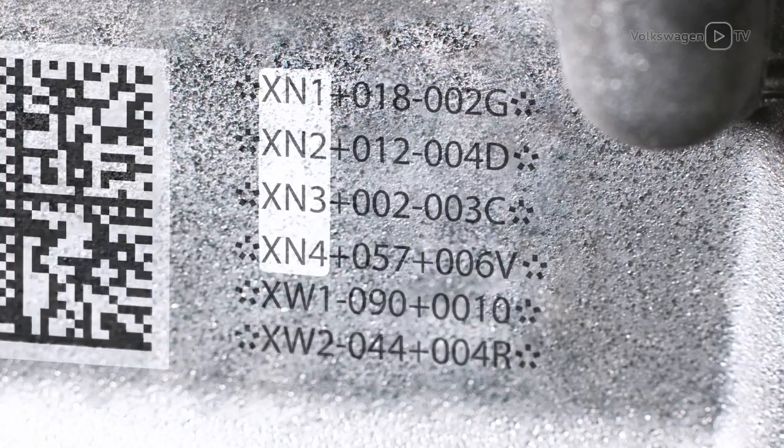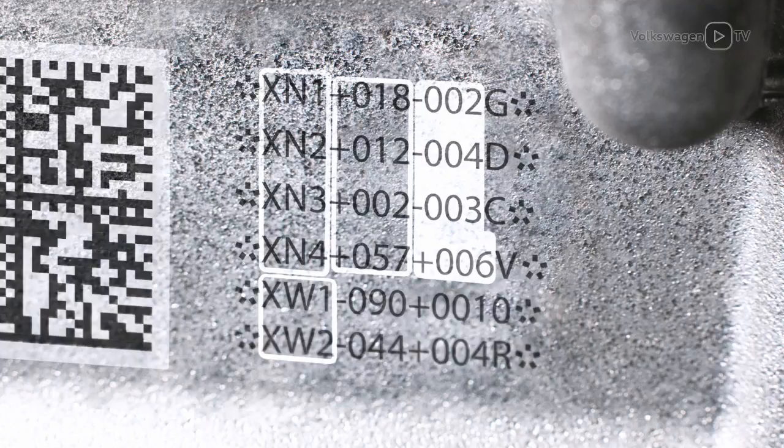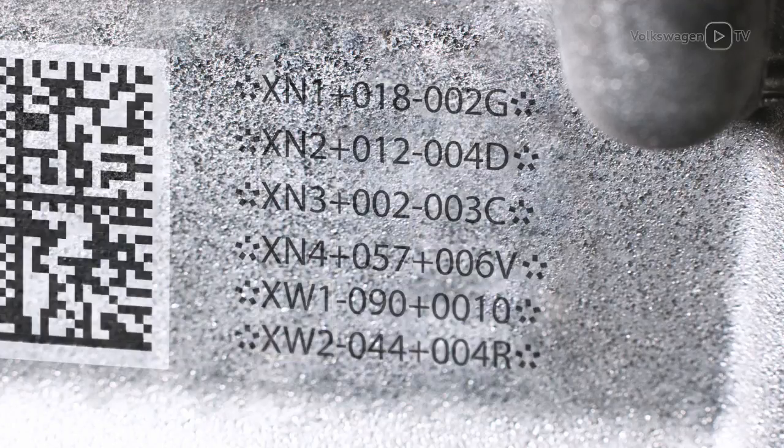XN1 to XN4 represent the cams of cylinders 1 to 4. XW1 and XW2 stand for the sender wheels of the camshafts and their position sensors. The numbers to the right of the cam codes represent the cams of the inlet camshaft, followed by the value for the cams of the exhaust camshaft. The XW1 values refer to the inlet camshaft and the XW2 values to the exhaust camshaft.